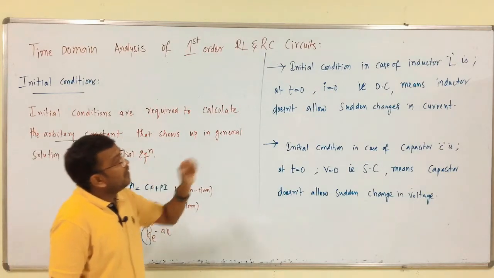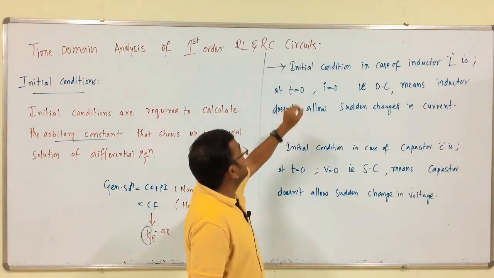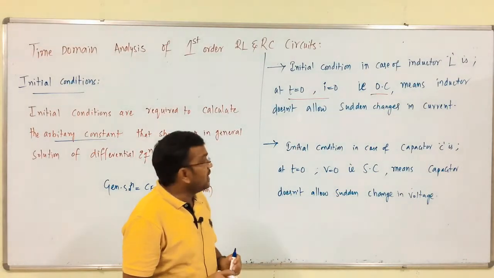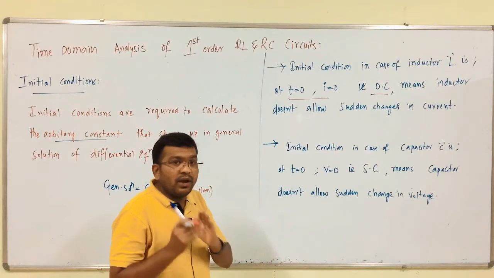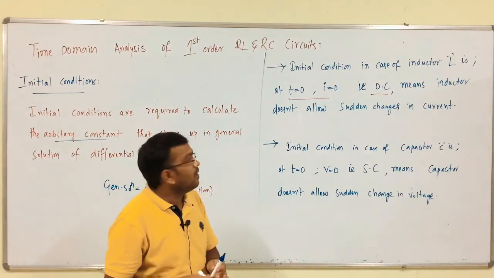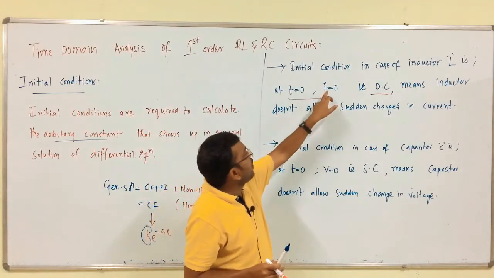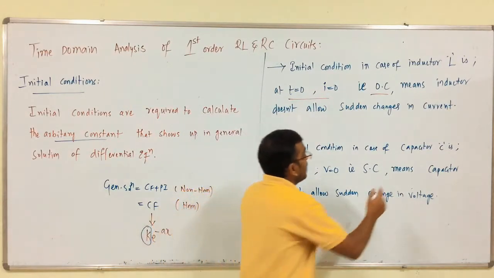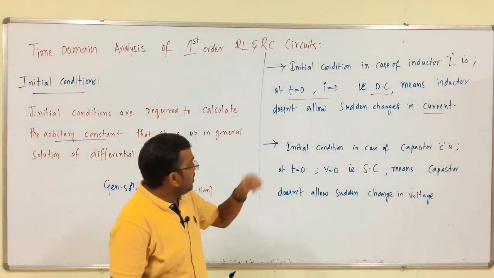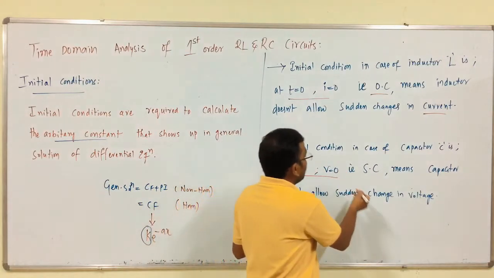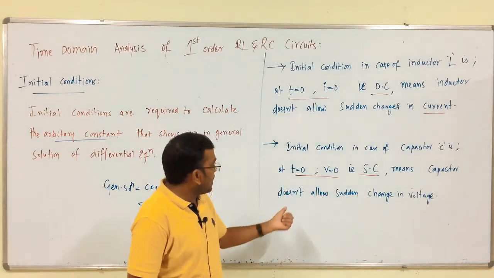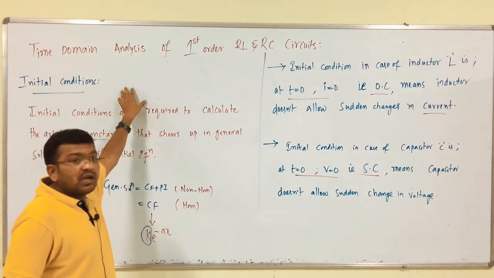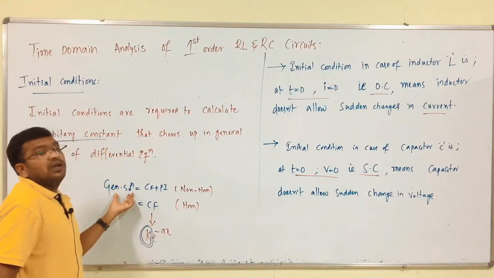Okay. Initial condition in case of an inductor: at t equals 0, I equals 0, it acts as open circuited. We have already concluded these statements earlier; if you have any doubt, go through those notes. In case of an inductor, if t equals 0, I equals 0, it acts as open circuited, meaning the inductor does not allow sudden changes in current. In case of a capacitor, if t equals 0, V equals 0, it acts as short circuited, meaning the capacitor does not allow sudden changes in voltage. These initial conditions are required to calculate the arbitrary constants in the general solution.